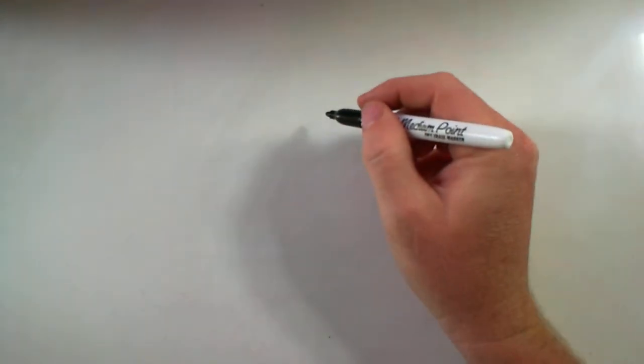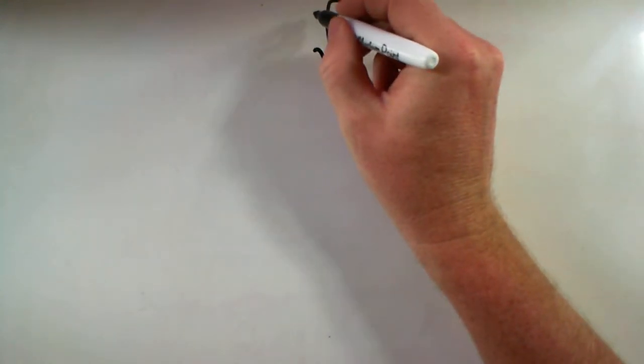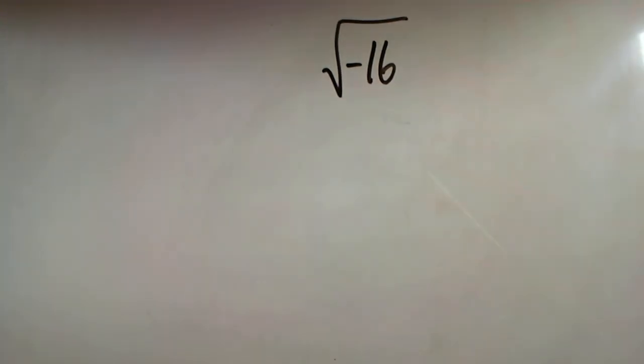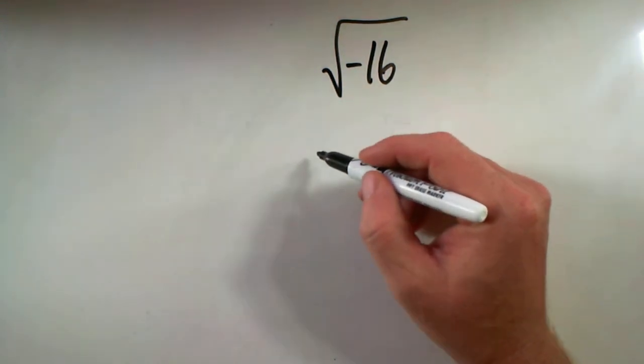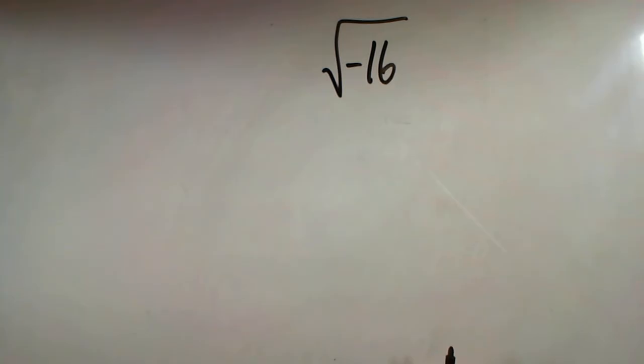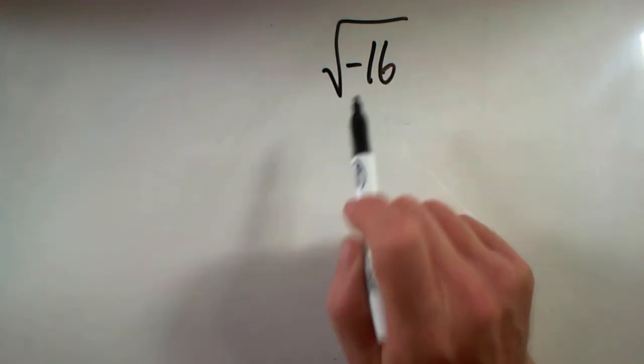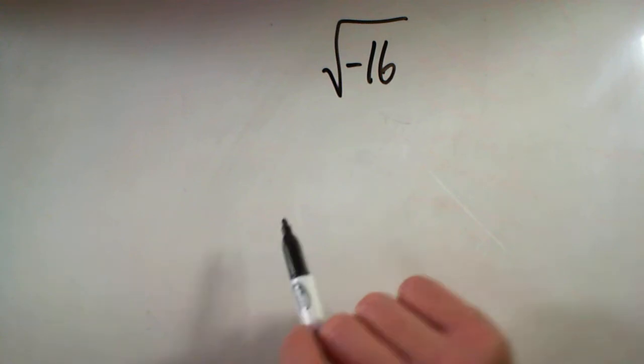Let's say negative 16. All right, so the square root of negative 16. Well, in the real number system, there is no number multiplied by itself that gives you negative 16. You can say 4 times 4 is positive 16. Negative 4 times negative 4, well, that's also positive 16. So this, in the real number system, does not exist. That's what we say when we say you cannot have a negative inside of a radical, right?